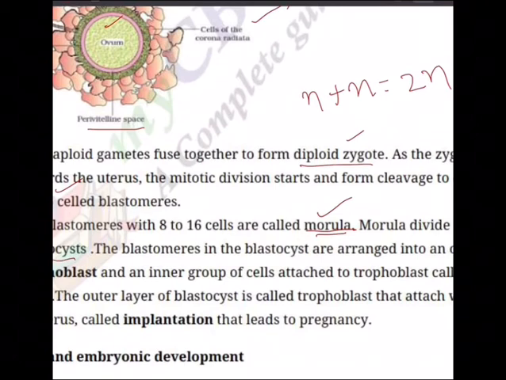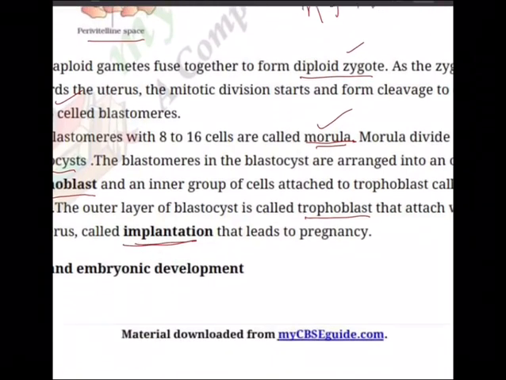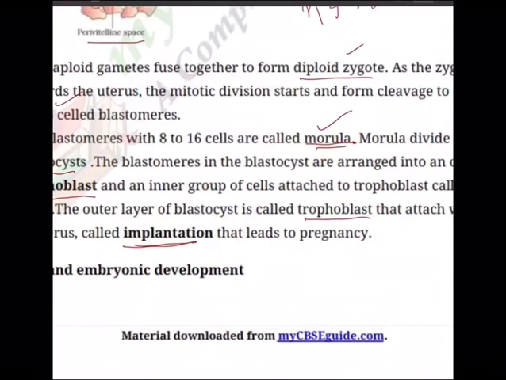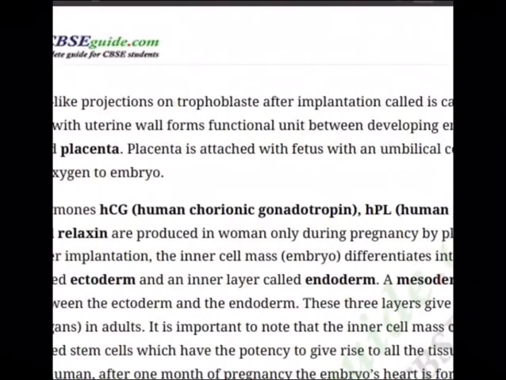The blastomeres in the blastocyst are arranged in an outer layer called trophoblast, and the inner group of cells attached to trophoblast are called inner cell mass. The outer layer of blastocyst, called trophoblast, attaches to the endometrium of the uterus, and this is called implantation, and the implantation leads to pregnancy. And let's see what happens in the pregnancy and development.